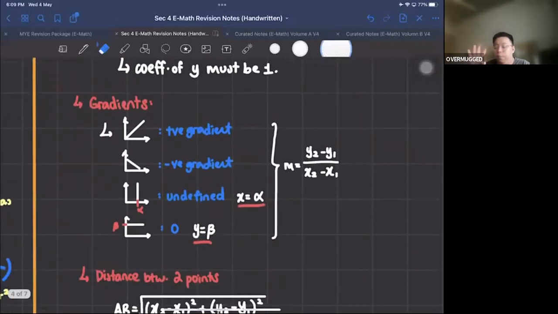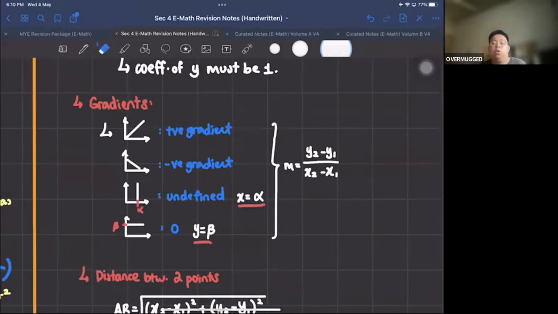Gradients. There are 4 types of gradient lines that you need to remember. Those that are sloping up have a positive gradient. Those that are sloping down have a negative gradient. Those that are going up vertically are undefined. And those that are horizontal have a gradient of 0. The equations are important as well. Remember that a vertical line is x equals something. How to remember? You're cutting the x-axis. For the horizontal line, you're cutting the y-axis, so therefore it's y equals something.